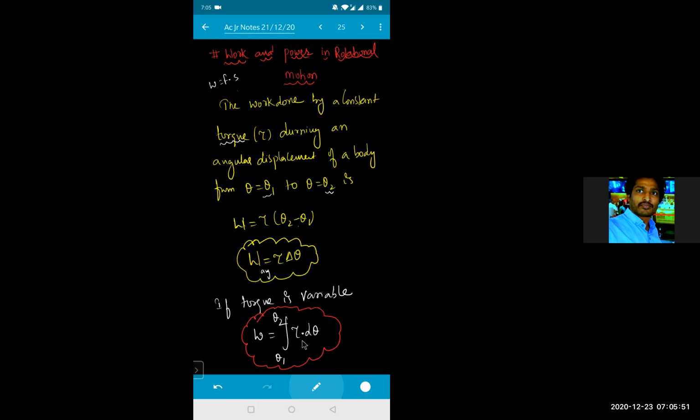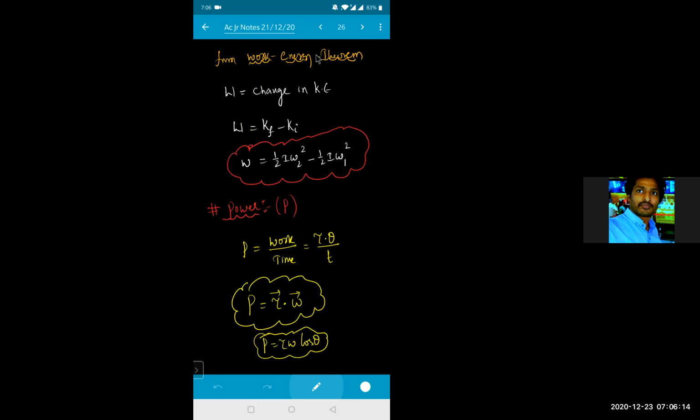Like if force is variable, how do you write the work done? W is equal to the integral of F into dx when it is variable. If it is constant, W is equal to F into d directly. It is a dot product, so here also this is a dot product: W is equal to tau into d theta. If torque is variable, you use the integration. So that will be the relation.